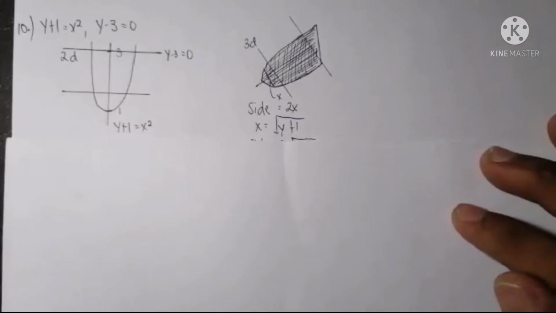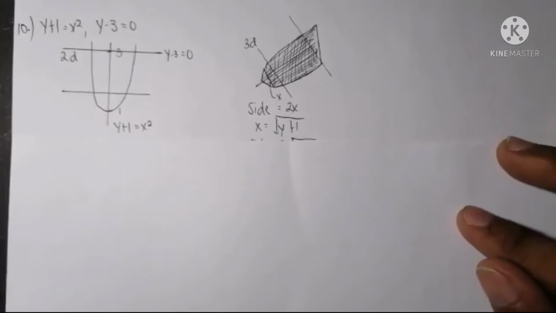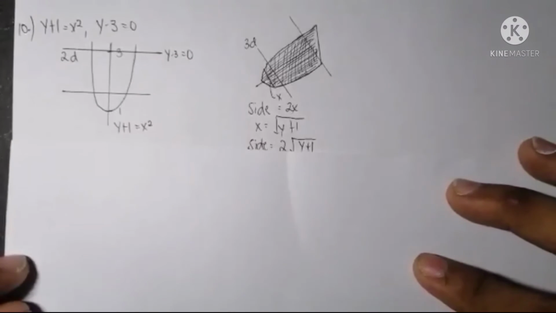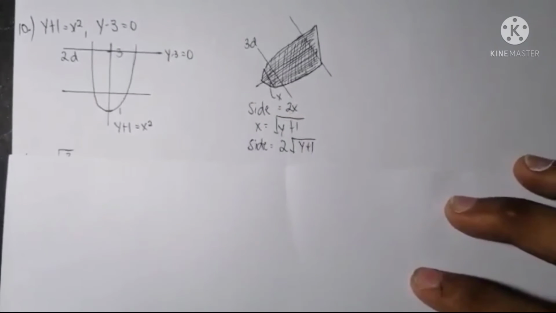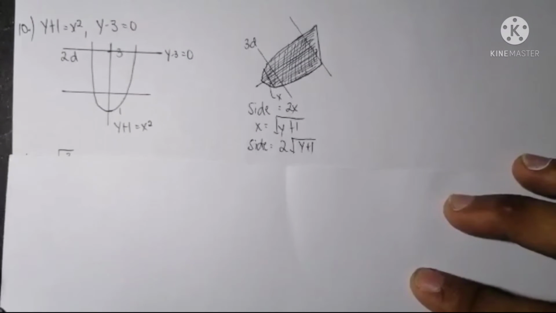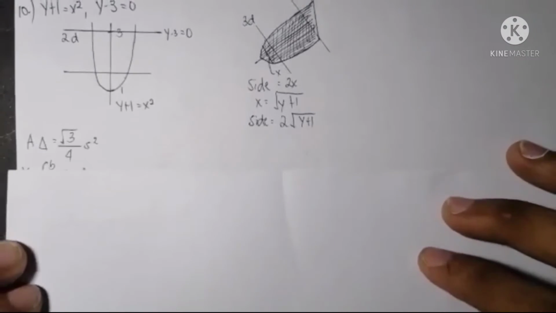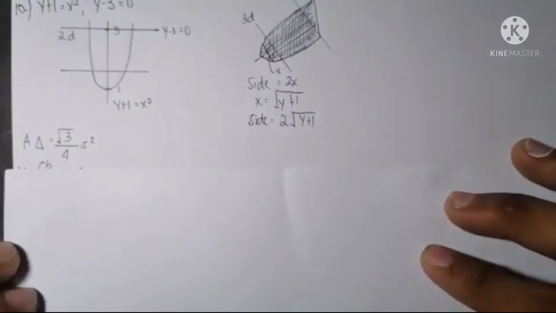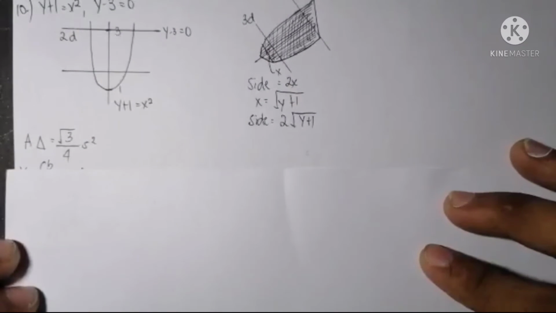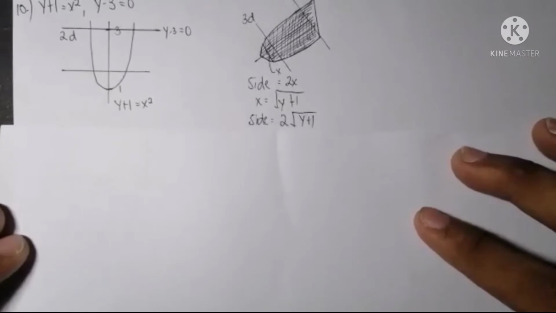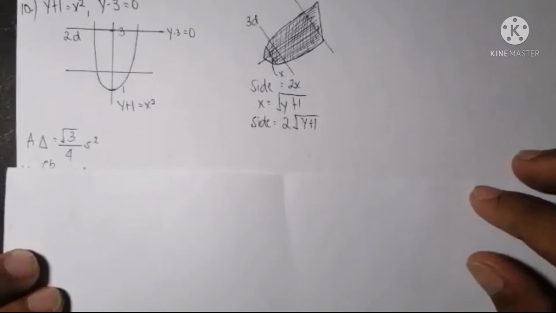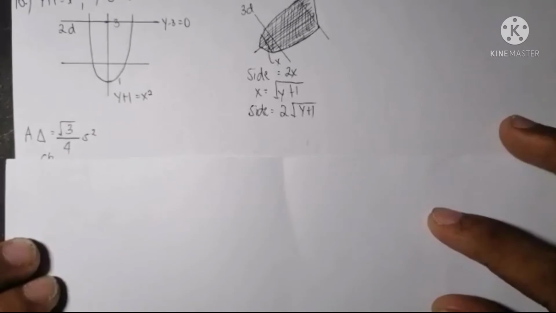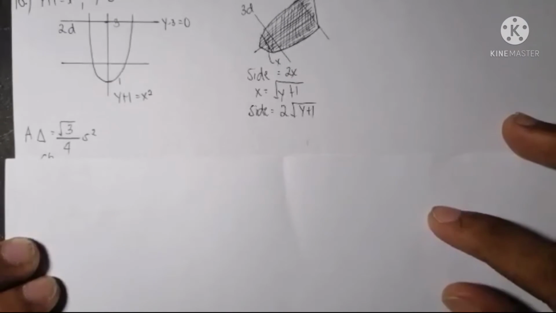So item number 10, y plus 1 is equal to x squared, y minus 3 is equal to 0. So this is the graph in 2D and this is the graph in 3D. Please spare my pen because I can't draw that much. So the side here is equal to 2x, wherein x is equal to the square root of y plus 1. The side is equal now to 2 square root of y plus 1. So the area of the triangle is equal to the square root of 3 all over 4 times s squared.